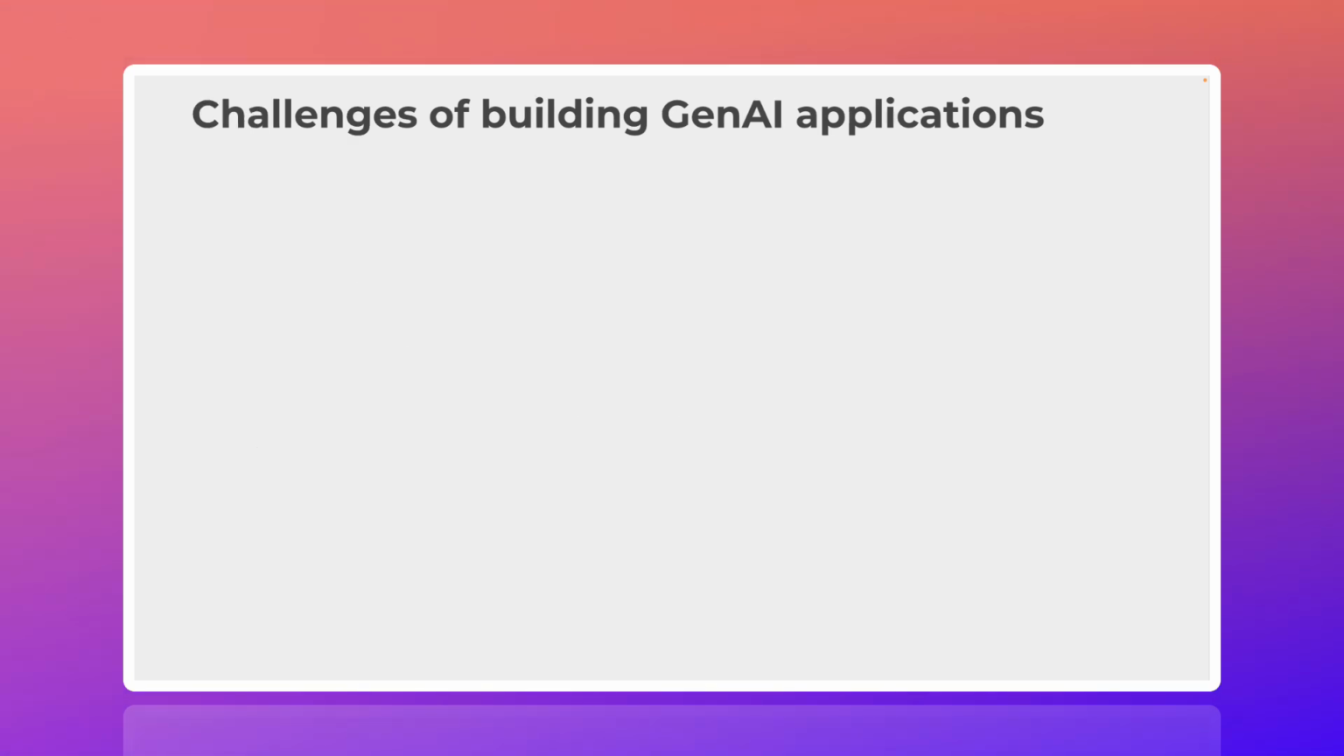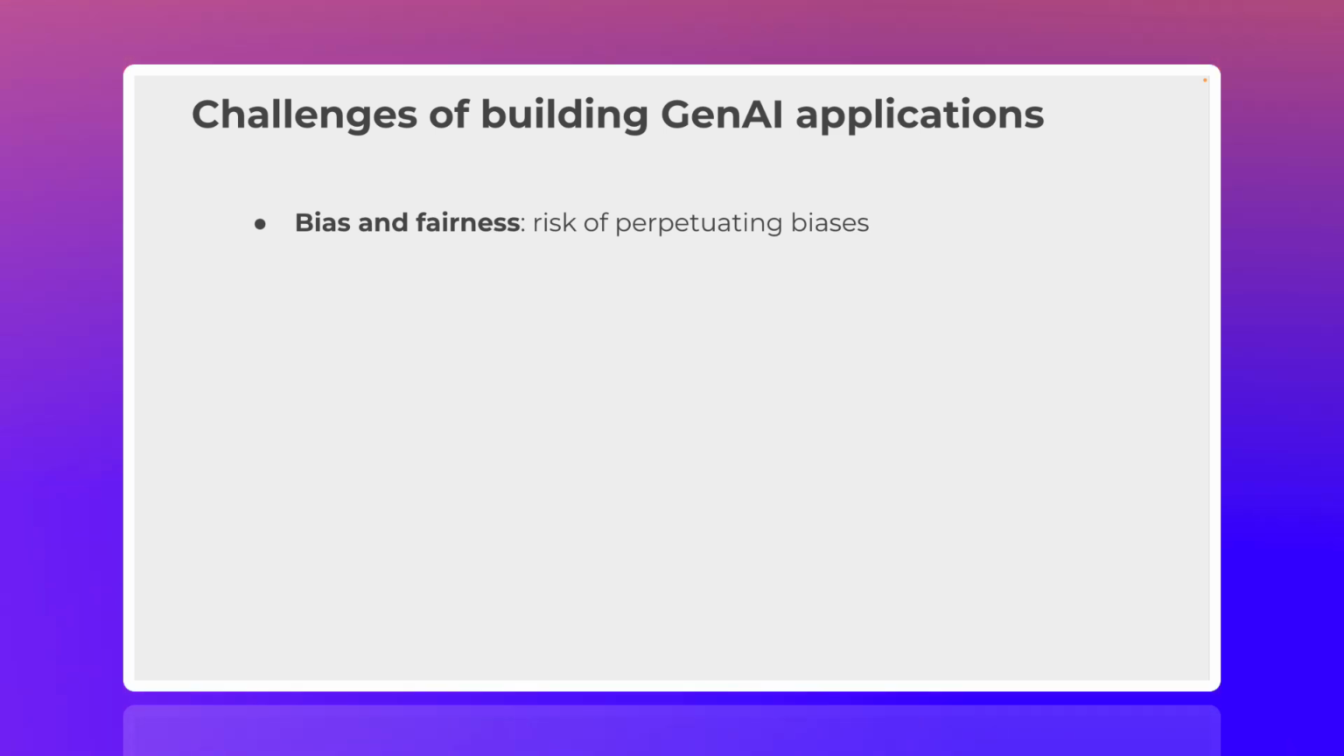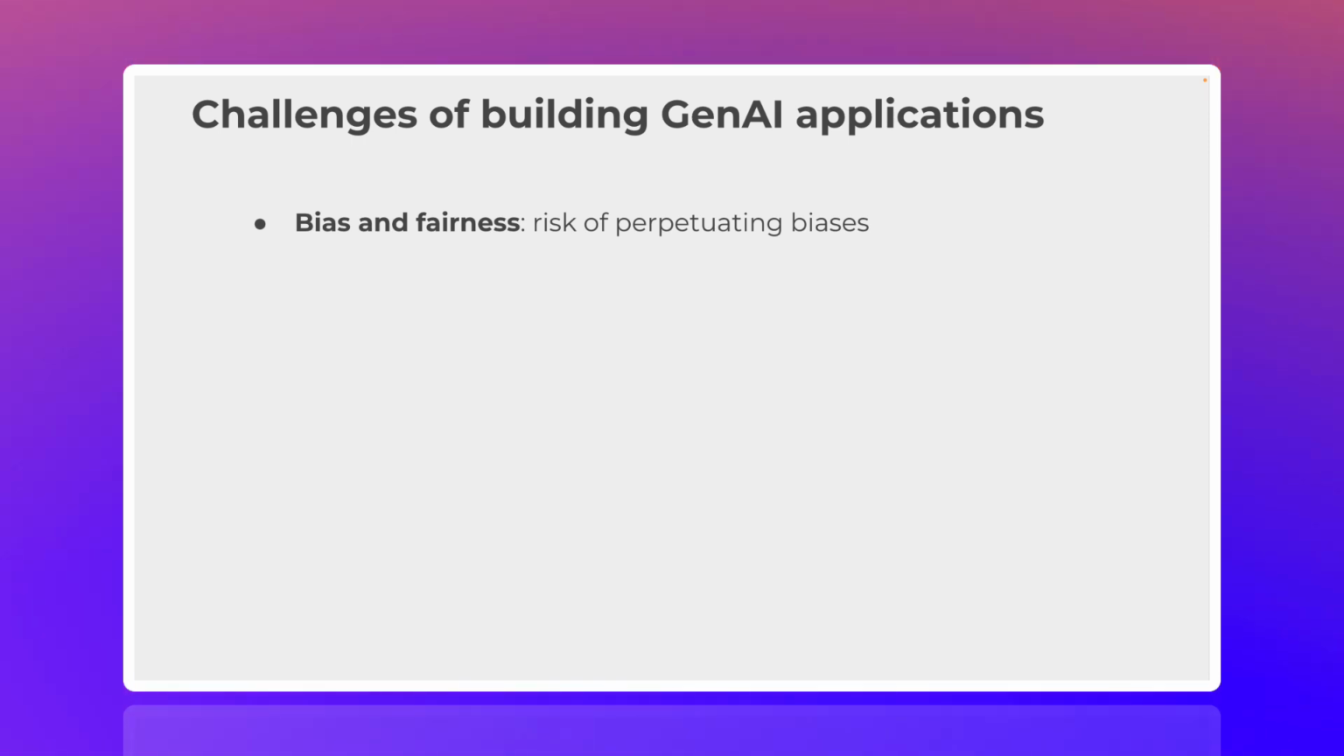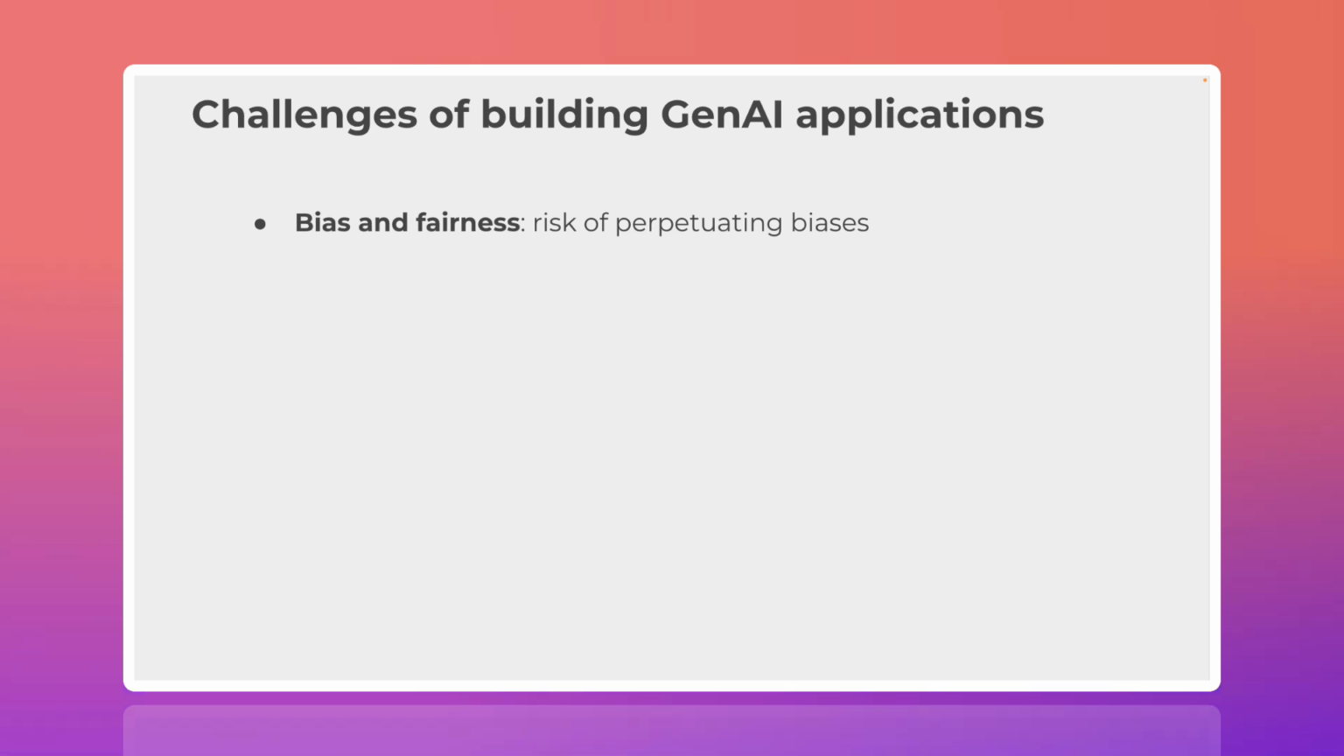Everything is wonderful. There are also challenges of building GenAI applications, one of which is bias and fairness. There is a risk of perpetuating biases depending on what the model was trained on. This has been a problem, and it is being mitigated. A lot of papers and innovations in that area are being built right now to make sure that these GenAI applications, being held together by models, are fair in every sense of the way.